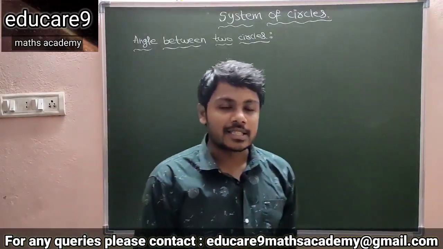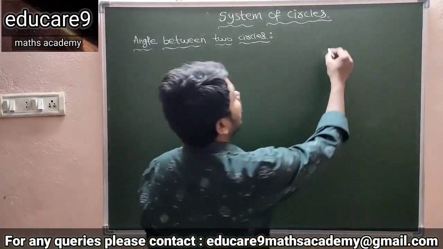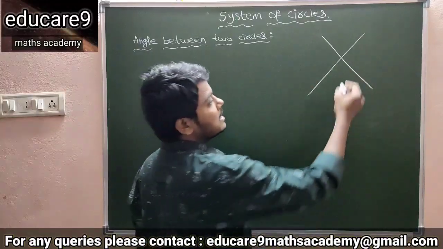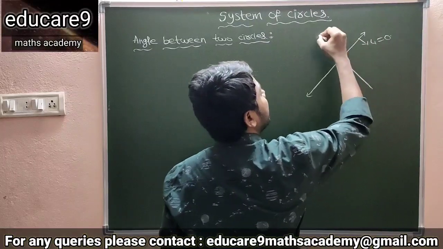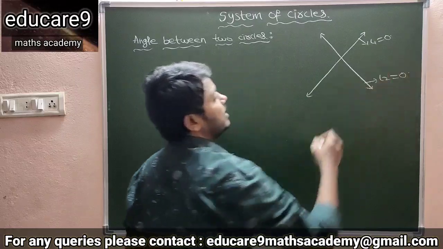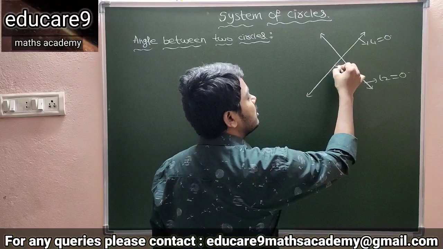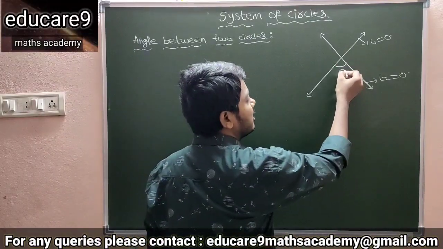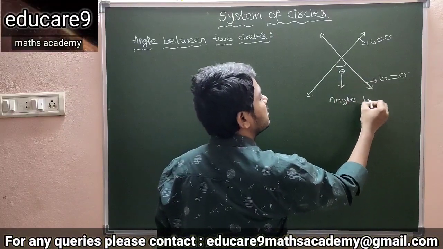So next we will discuss the angle between two circles. Already you know about the angle between two lines. Here L1 equals 0 is any line, and L2 equals 0 is any other line. Then the angle between these two lines is theta. So clearly theta is called the angle between two lines.